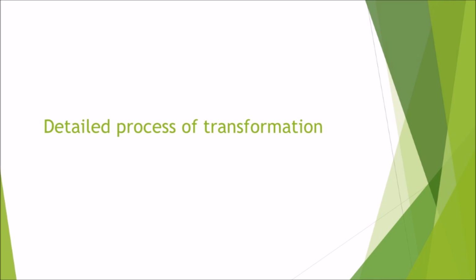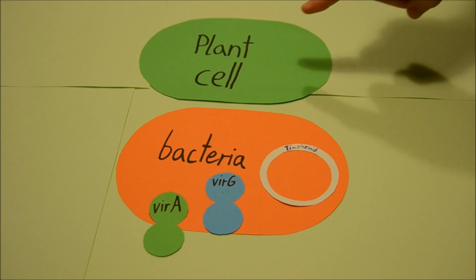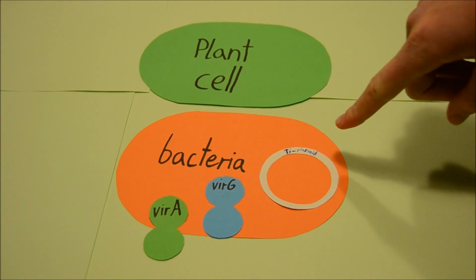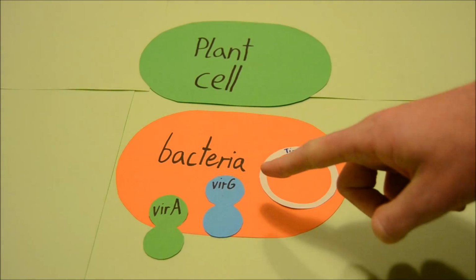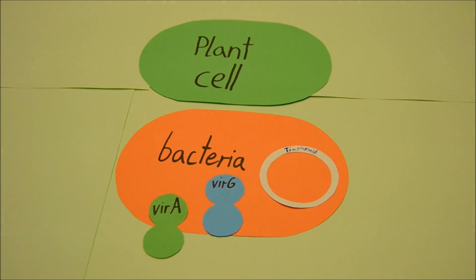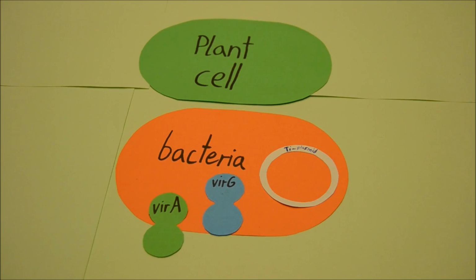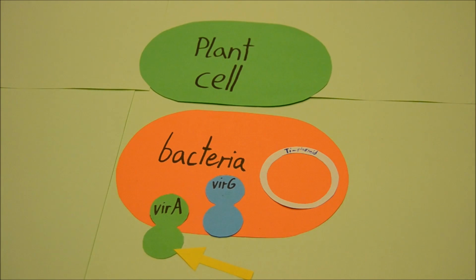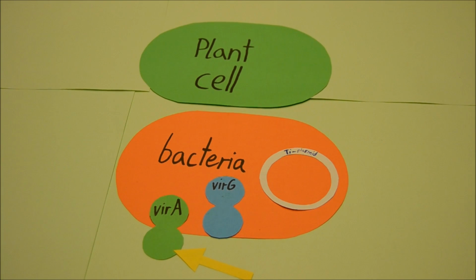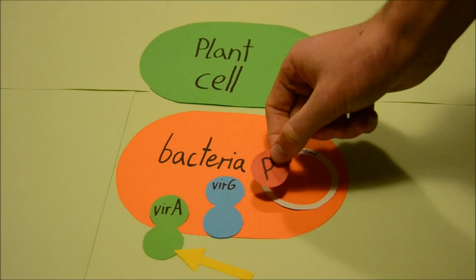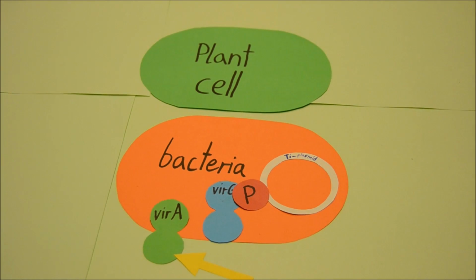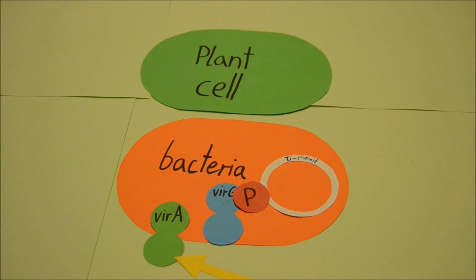And now we will take a closer look at the process of the transformation. So here we can see the plant cell, our bacteria containing the T plasmid, the VirG protein, and also the VirA protein attached to the membrane of the bacteria. Now, the secondary metabolites of the plant cell are activating our VirA protein, which phosphorylates the VirG protein. This phosphorylation leads also to the activation of the T plasmid by the VirG protein.